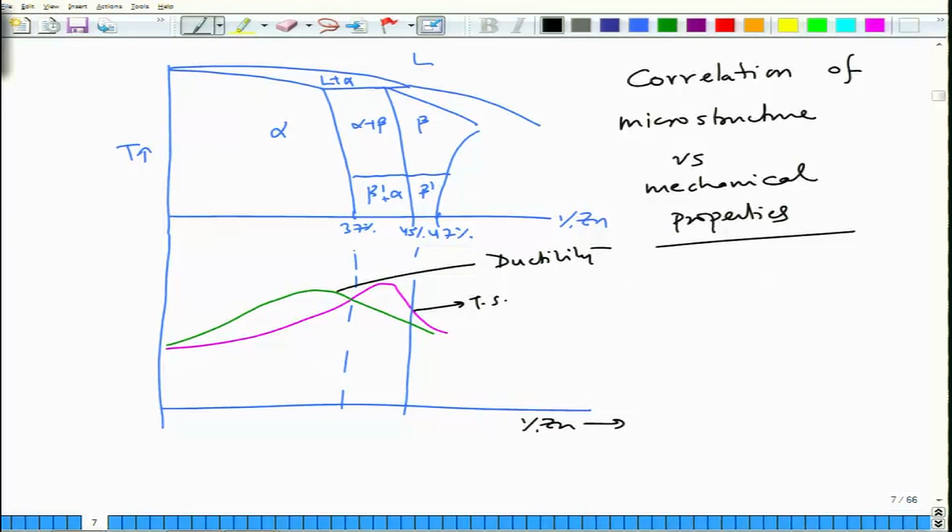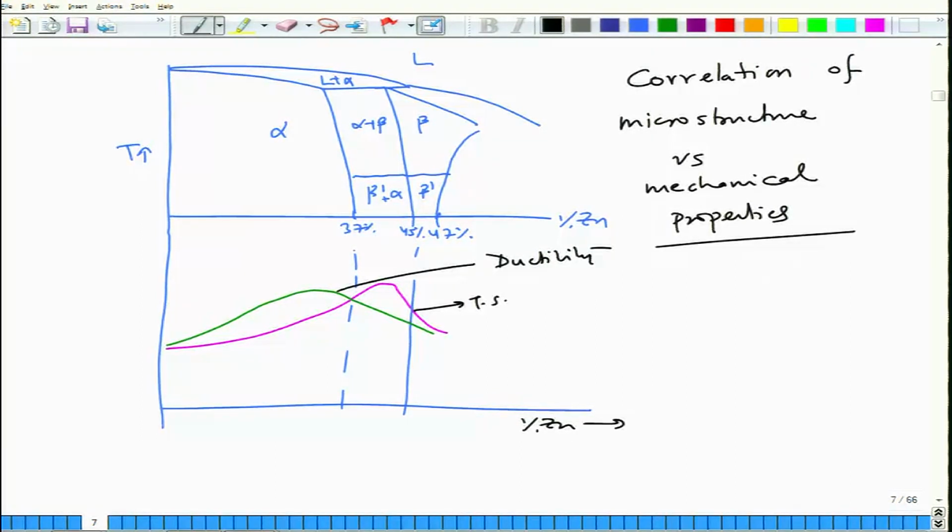So that is why the knowledge of phase diagram is important, because if you know what kind of phases are present, beta phase is stronger than alpha phase. So if you want a strong brass, you go to alpha plus beta brass. If you want a softer brass, then you go for alpha brass.